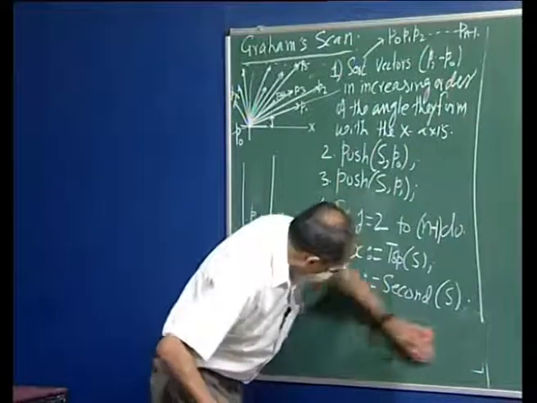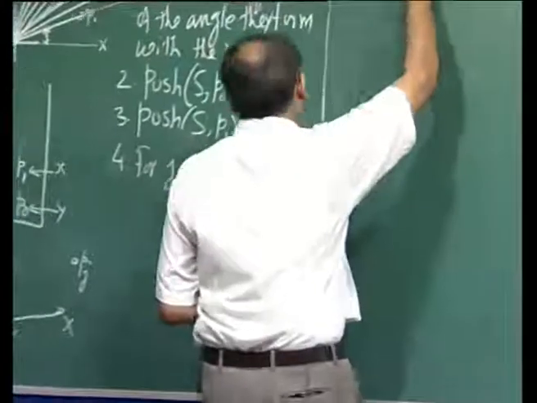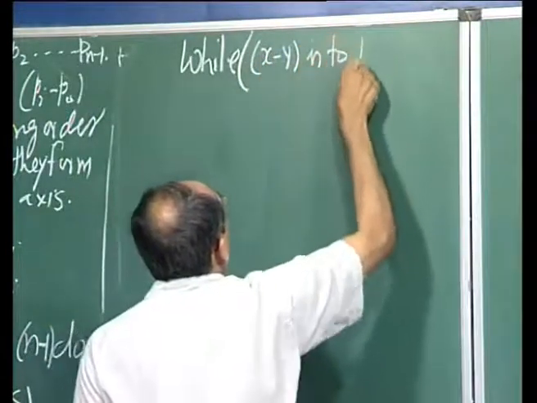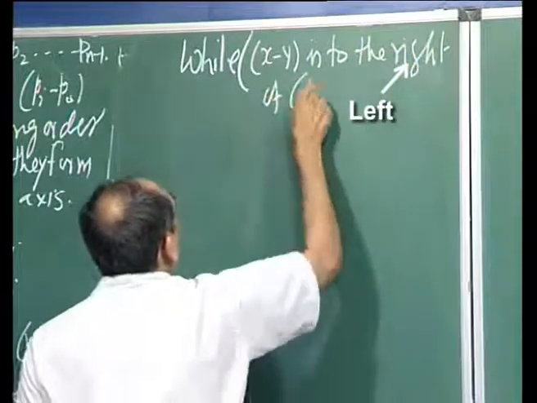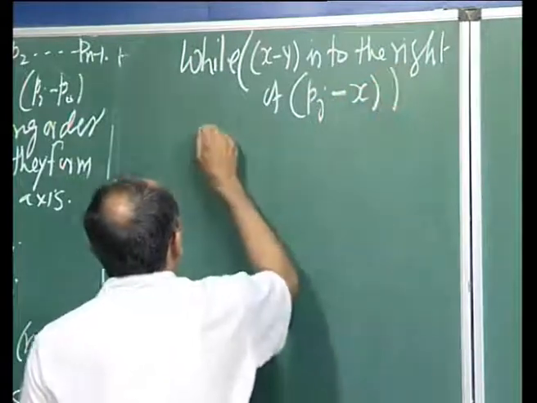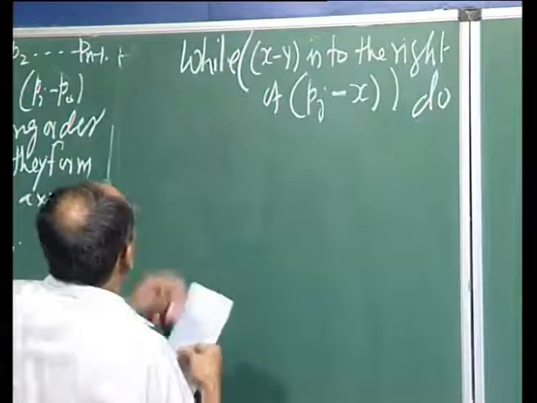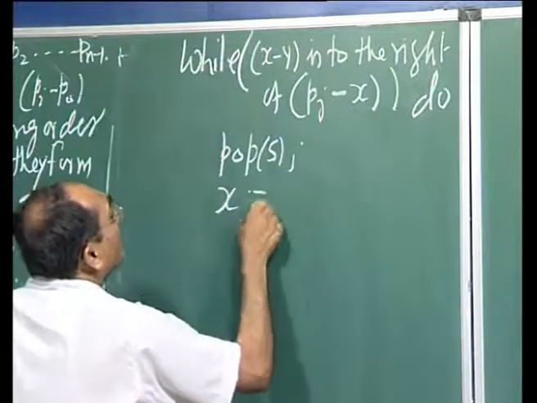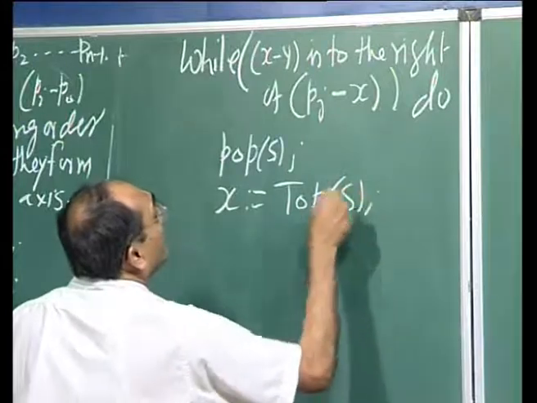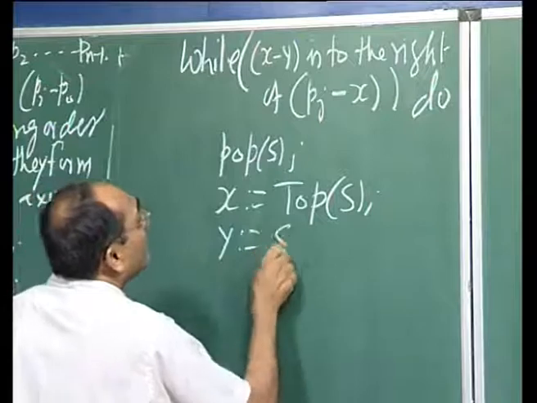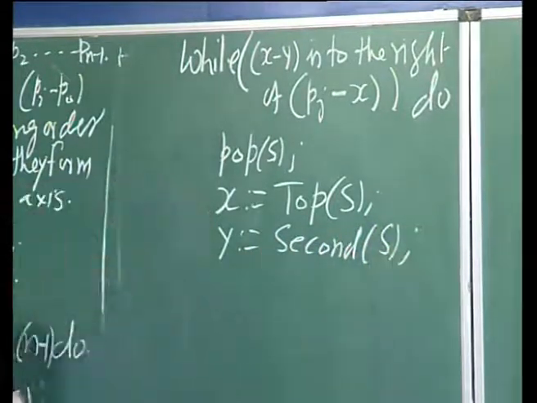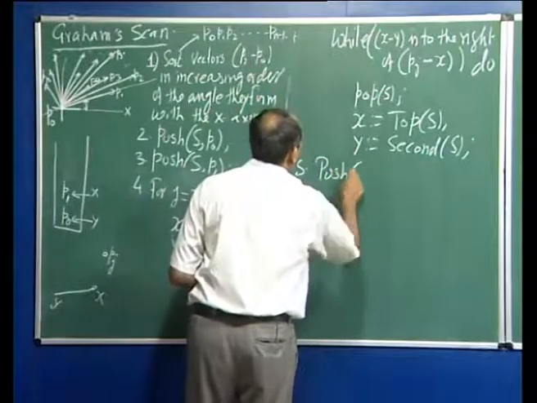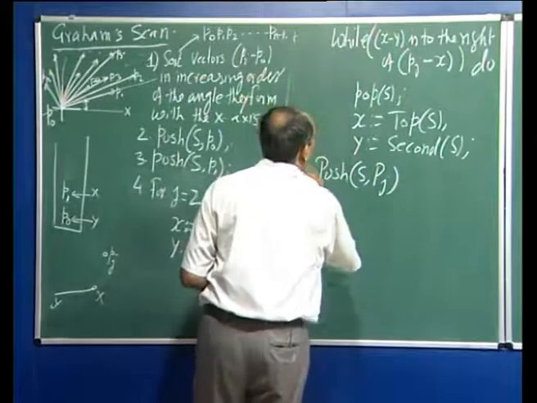So let's just put this entire process inside a loop, and then we are going to have: while x minus y is to the right of pj minus y x do, where first remove the top of the S and then compute x as the new top of the stack, y is the second of S. Once we are done with this, the fifth step is to push pj into the stack.